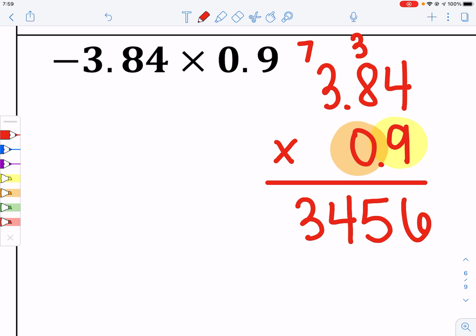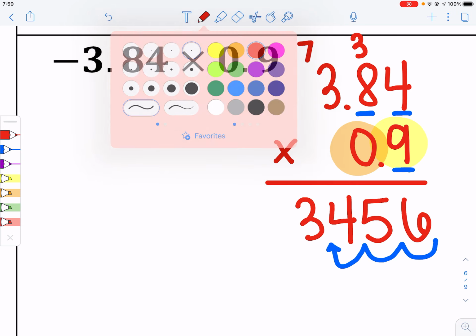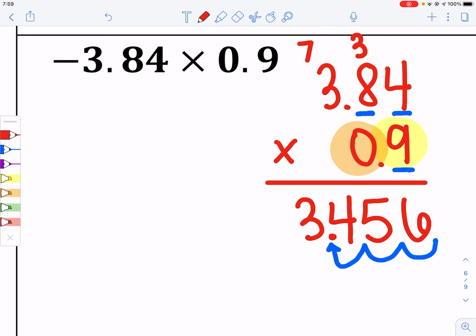From here, what I want you to do is decide where your decimal goes. To help you with that, I'm going to underline how many numbers are behind the decimal in your problem. So move your decimal point that many places to the left. So let's first determine how many times you have to move your decimal in this problem. As you notice, you have 2 numbers behind the decimal here, 1 number behind the decimal here. So you're going to have to move your decimal 1, 2, 3 times. So it's going to be between the 3 and the 4.